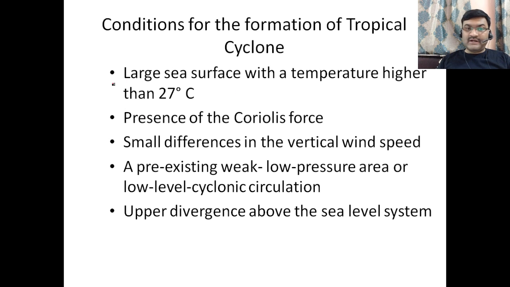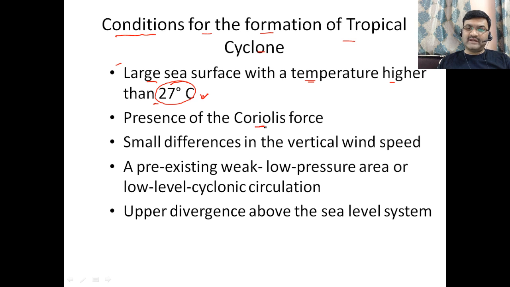Now, what are the conditions for the formation of a tropical cyclone? First, it requires a higher temperature, meaning the surface temperature should be high. Heating is essential, and this temperature is around 27 degrees. The primary requirement of the tropical cyclone is a surface temperature of 27.